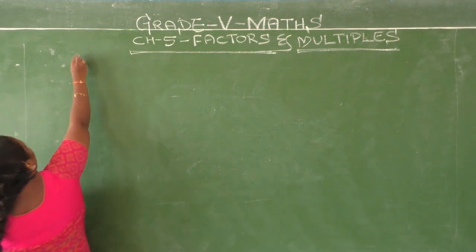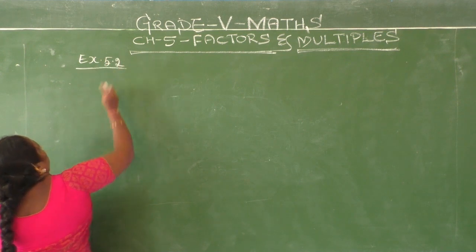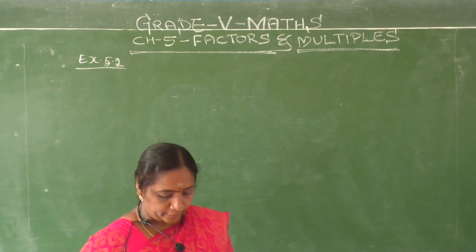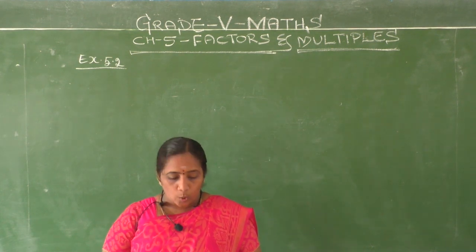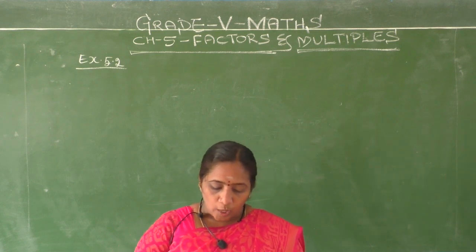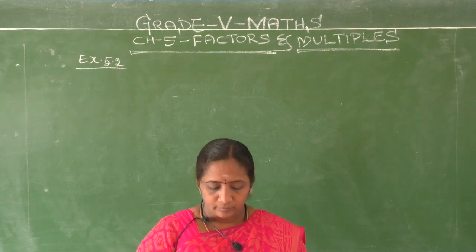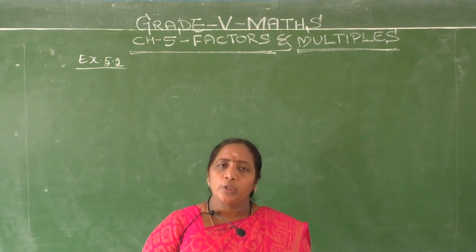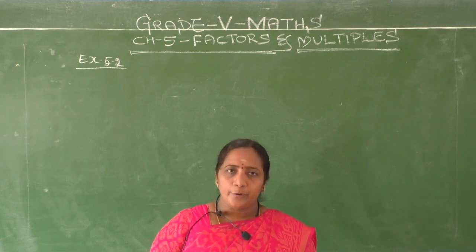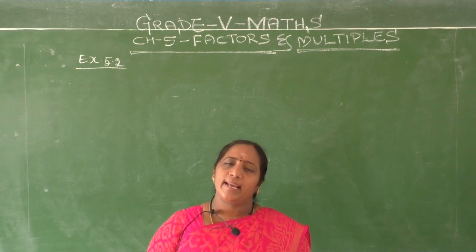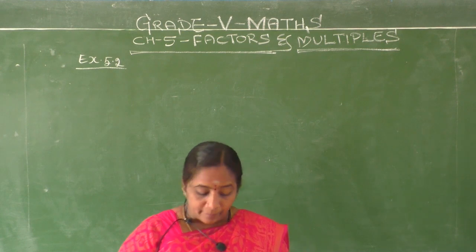Now we go to exercise 5.2. In 5.2, see the first one. How many prime numbers are there between 1 and 100? And write them. So you know the prime numbers. Prime numbers are numbers having only two factors, 1 and the number itself. That kind of numbers we call prime numbers.